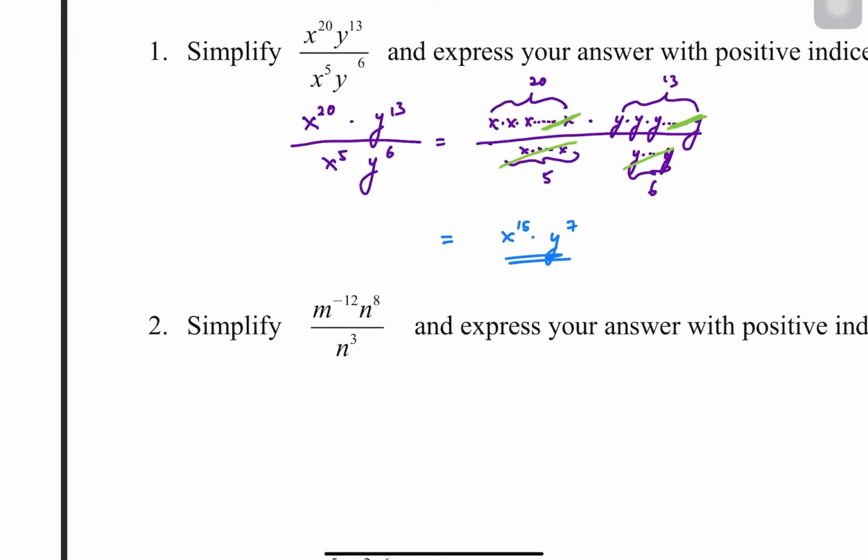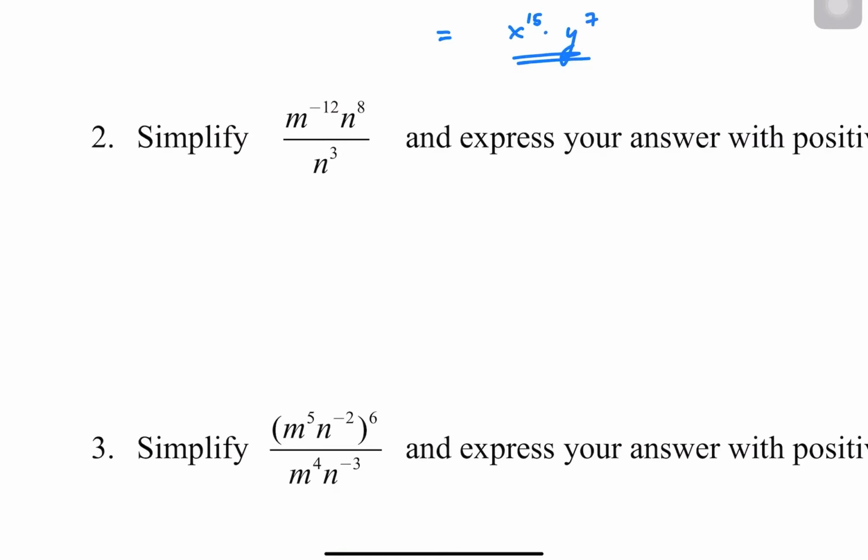Question 2, same idea. First of all, maybe you can handle the negative index first. My technique is change to the numerator. Remember, this n to the power 8 is still on the numerator. Okay, change to the denominator, you can simplify it.